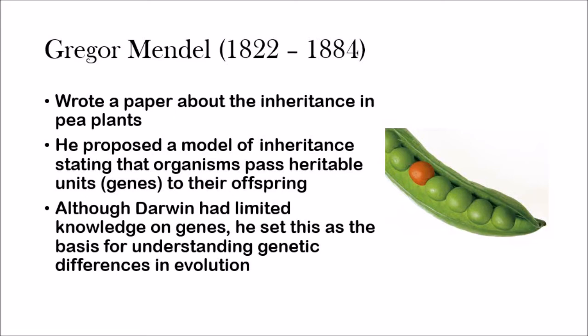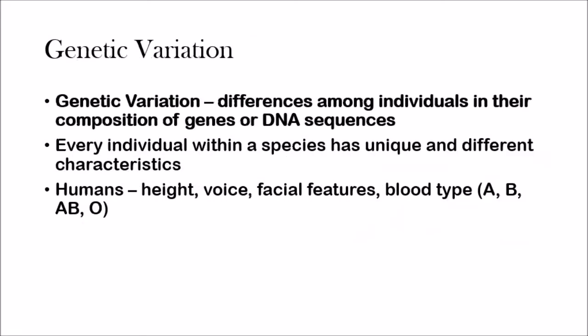So Darwin said, okay, the reason why we have these differences within a population, these different traits, is because these genes or these blueprints vary from organism to organism within a population. And so that's basically what genetic variation is. It's differences among individuals in their composition of genes or DNA sequences.